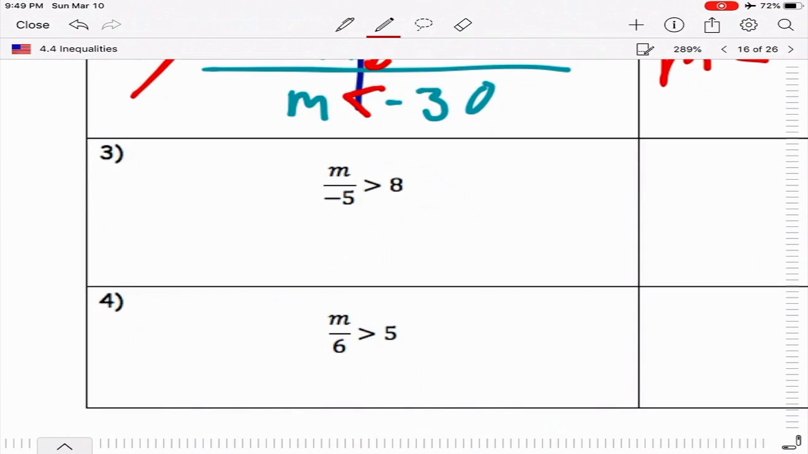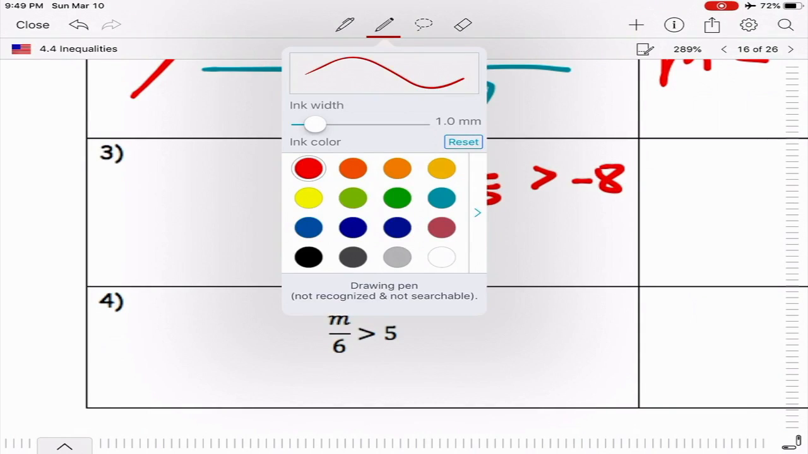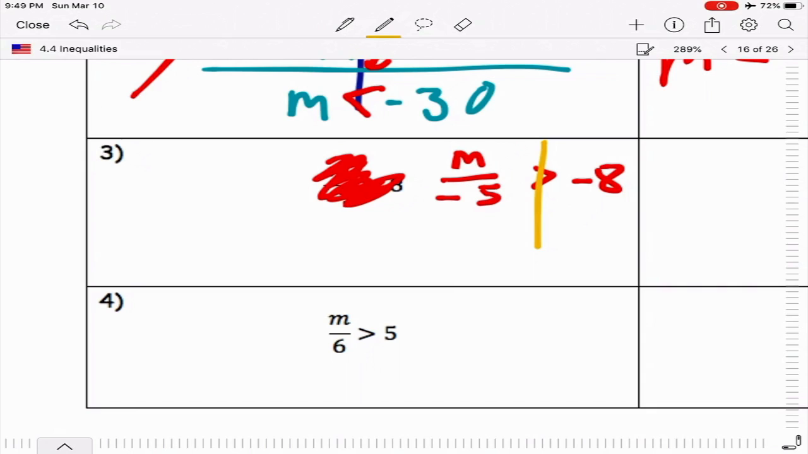You know what? Just to illustrate better what I'm trying to say, I'm going to cross this out. You're going to do the same. I'm going to write m over negative 5 is greater than negative 8, so you can understand better what I'm saying. Same thing, line through the inequality, and here we're going to multiply by negative 5.